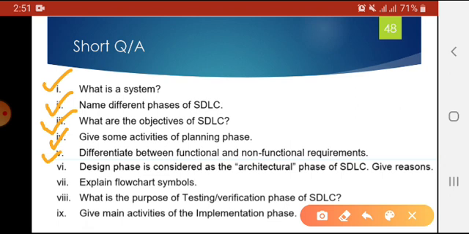Okay, the next question is about the design phase. Design phase is considered as the architectural phase of STLC. Give reasons. Basically, in the design phase, we transform the requirements into the complete and detailed system design specifications.